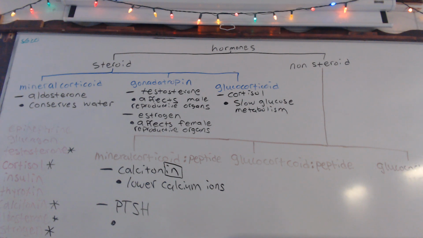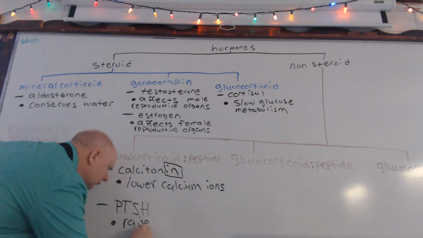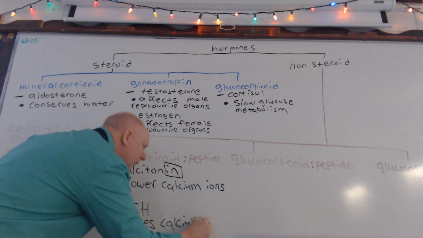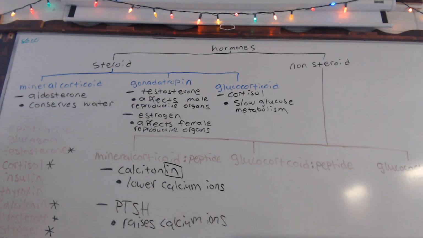So if calcitonin lowers, then parathyroid stimulating hormone must do what? This raises calcium ions. Raises calcium ions. Okay? So that does that one and that one. So we have just a few of these left.